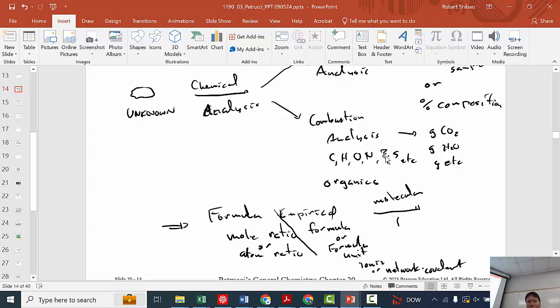Then we're going to need one more piece of information, and that one more piece of information would be the molecular mass from a mass spectrometer or whatever. There are other techniques that are used to get the molecular mass, etc. And then what we can get is the molecular formula from this. So if we have a molecular compound, we'd like the molecular formula. If we have an ionic compound or network covalent, then we'd like the empirical formula.